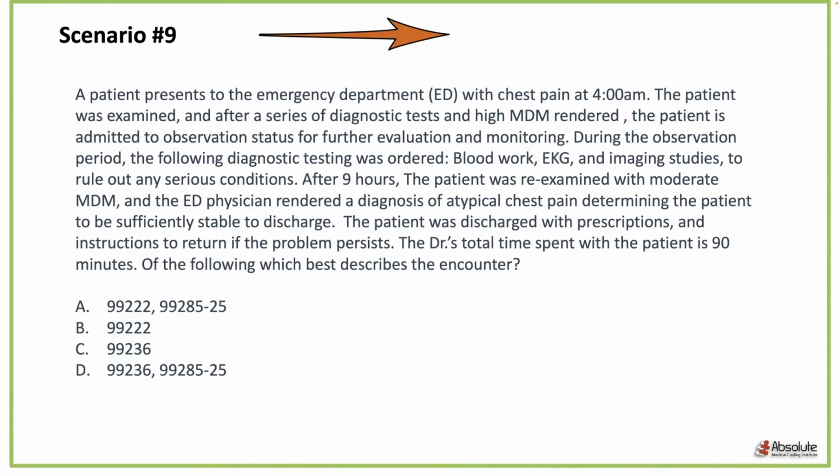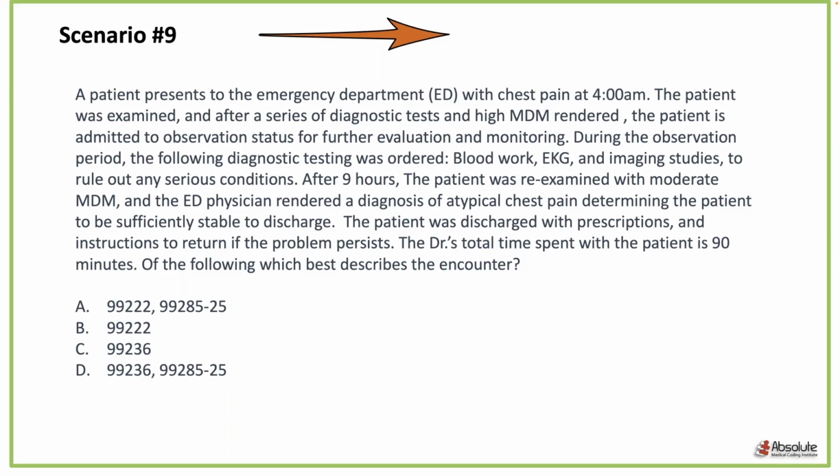All right, scenario number 9. Of the following, which best describes the encounter? A, 99222, 99285 with a modifier 25. B, 99222. C, 99236. And D, 99236, 99285 with a modifier 25.